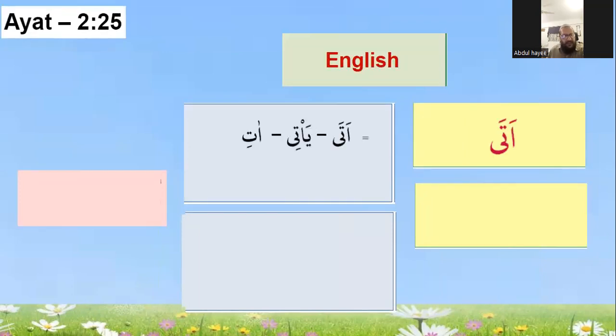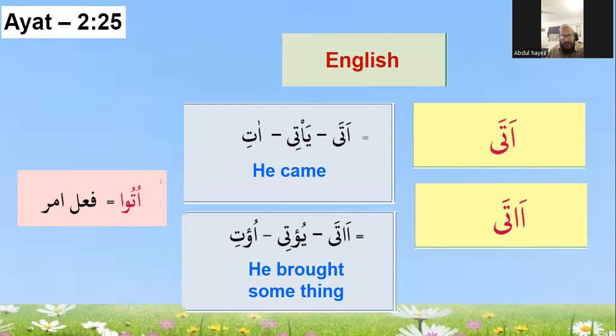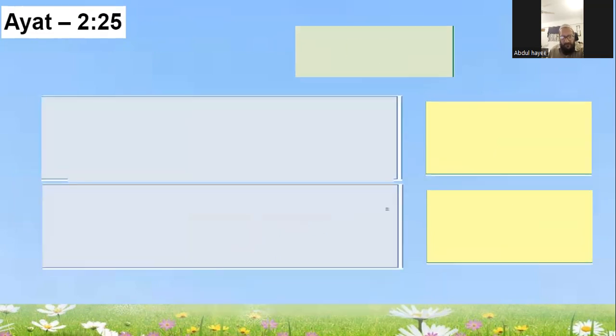Let's have the next new word, ata. We have seen the three letters when it is coming: it is ata, ya'ti, i'ti, meaning he came. And when it is with the four letter form, then it is ata, yu'ti, u'ti, meaning he brought something. So here the word is atu. It is fi'l amr. Atu is a fi'l amr of plural.